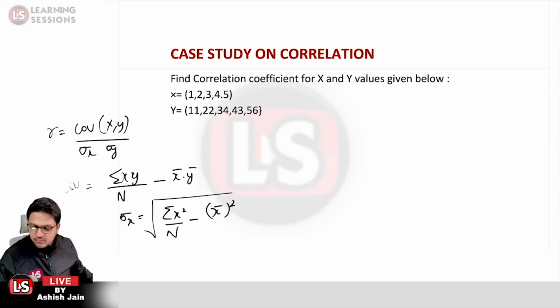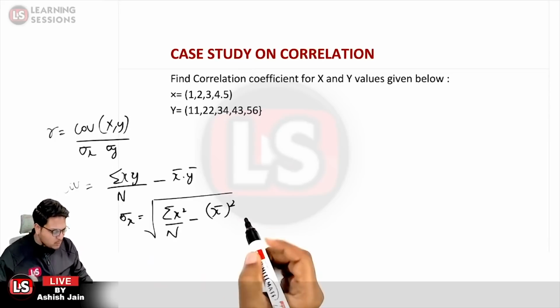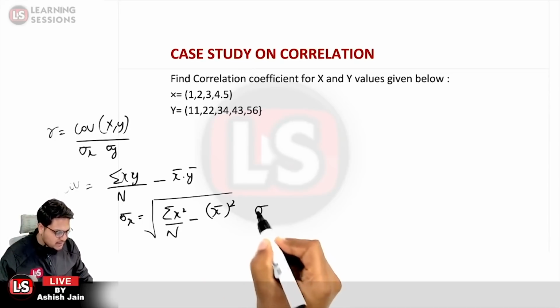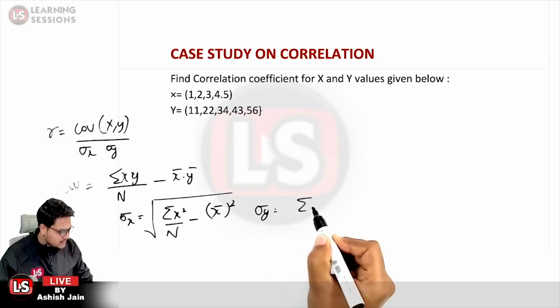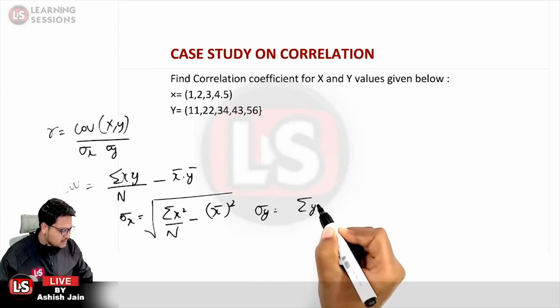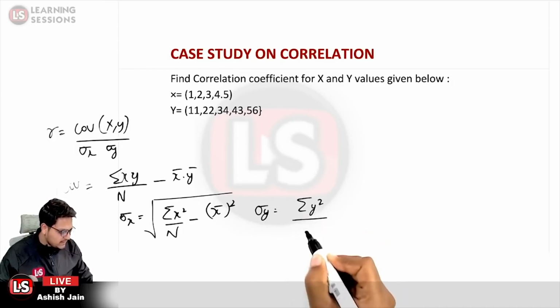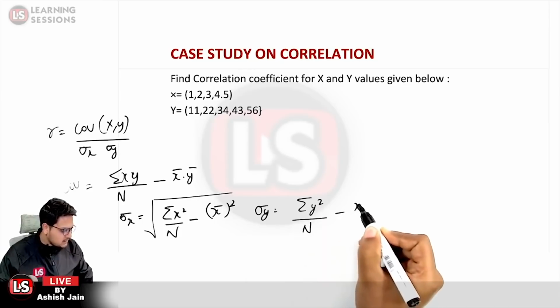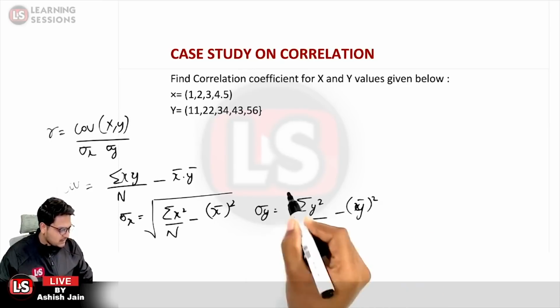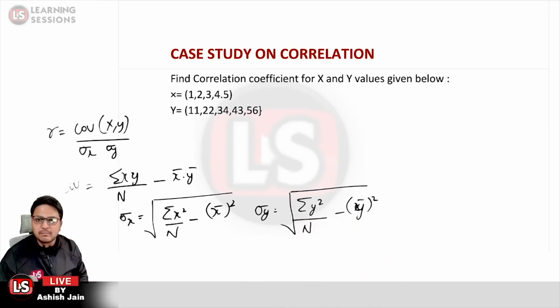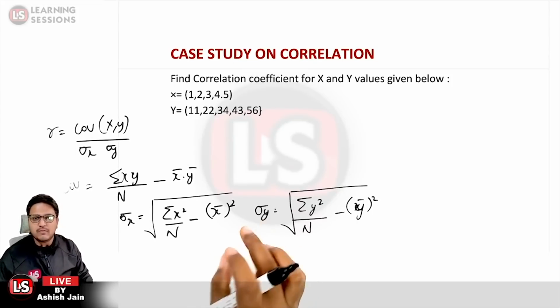Is that clear? Okay, so same goes for sigma y over here. That is equal to the under root of summation of y square divided by n minus y bar square. Is that clear? So by using this particular formula, we will be solving for the value of R over here.